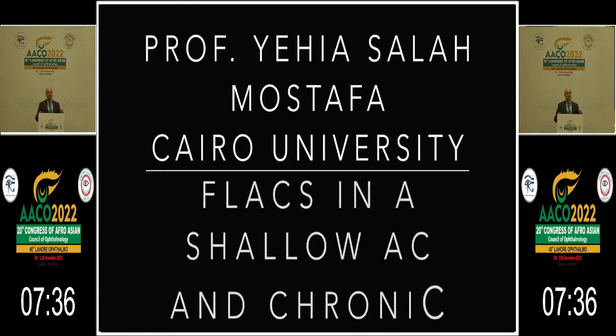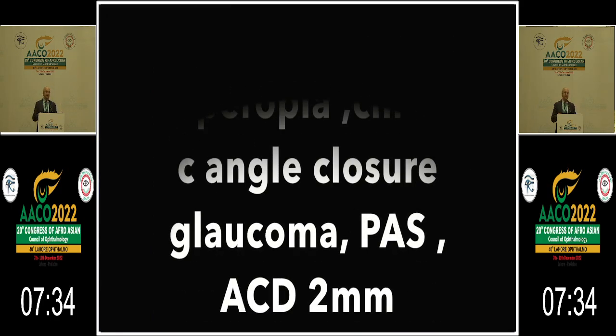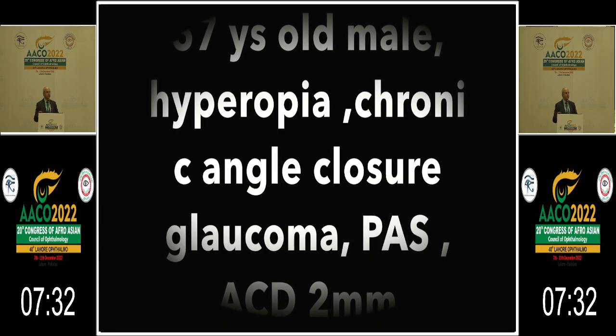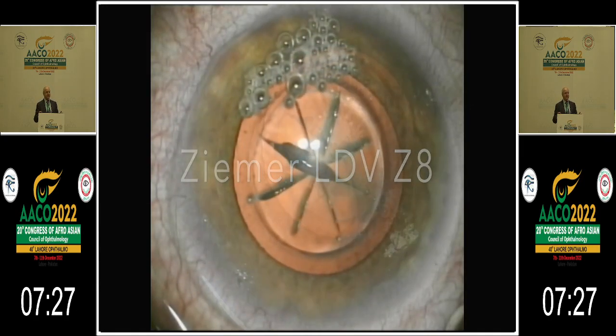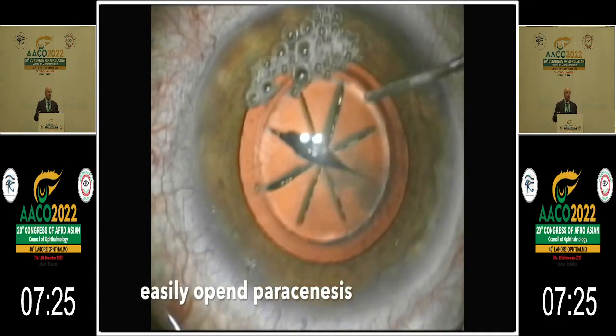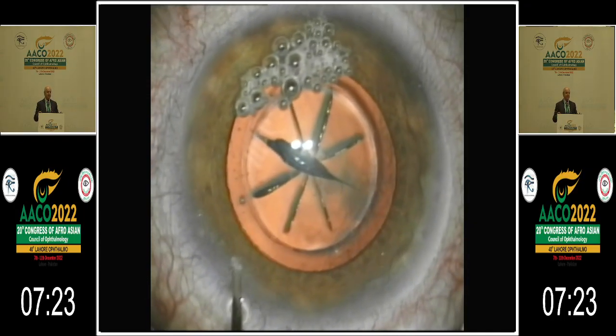So this was the first eye of the same patient. The second eye, I decided, why not? I have the machine, why not try to use it? And this patient had a chronic angle closure glaucoma. In that eye, he had previous peripheral iridotomies, and you can see peripheral anterior synechiae.